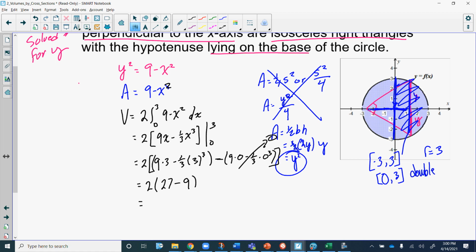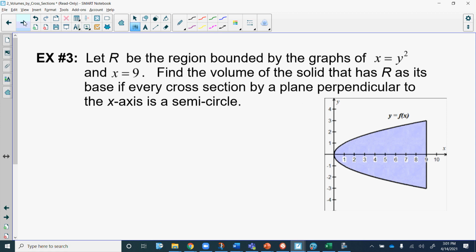So that'll give me 27 minus 9 is 18. So double that, and I get a volume of 36 cubic units for my cross-sectional volume. Now, at any time, feel free to pause the video and work any of these examples out on your own and see what you're able to get.